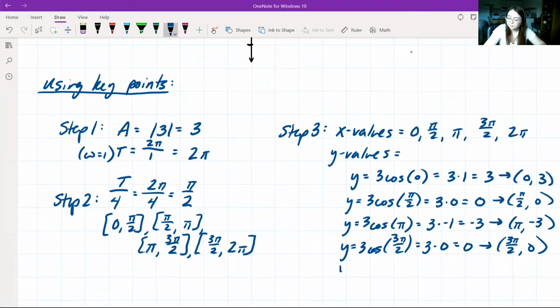Then our last key point here, we have y is equal to 3 times cosine of 2 pi. Cosine of 2 pi is going to be 1. So we have 3 times 1 is equal to 3, which means that our next key point is 2 pi, comma 3.